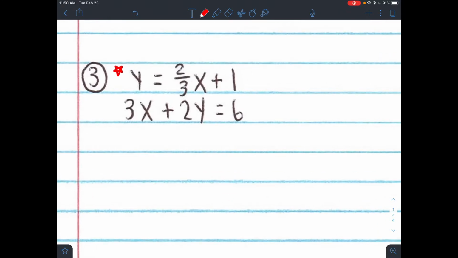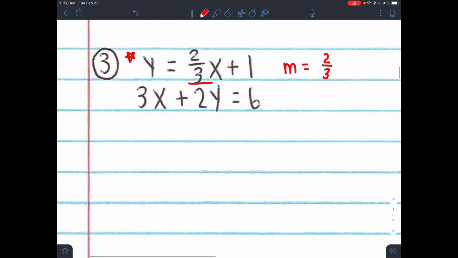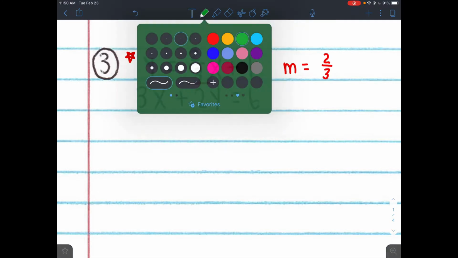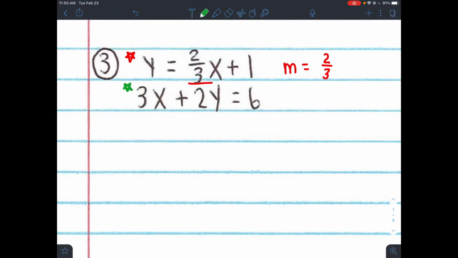And what is your slope here? Well, your slope here is going to be 2/3. Remember that in slope-intercept form, it is attached to your x. All right, so the slope for the first equation is 2/3, so that's easy. We don't have to do any work for that one. What about the second equation in green here? Is this in slope-intercept form?